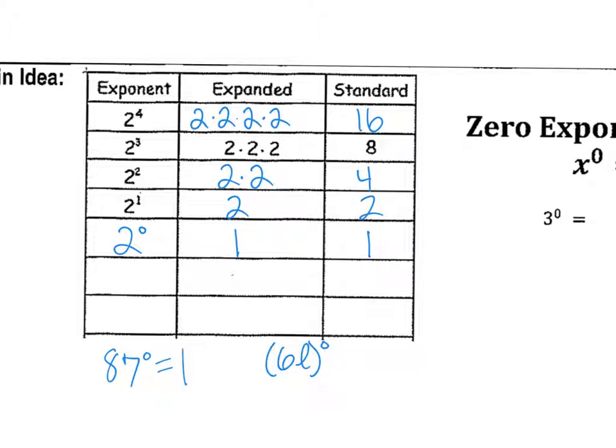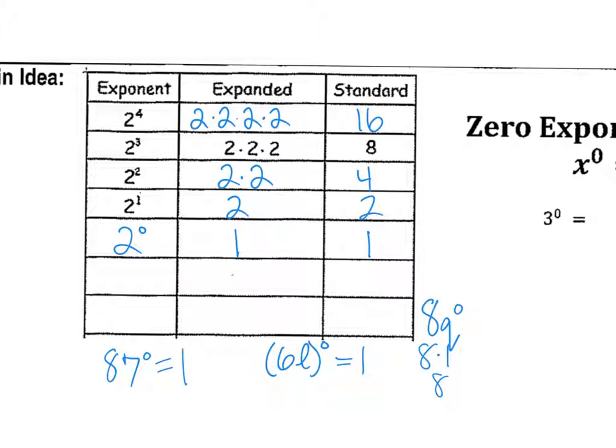6L to the 0 power. 1. The whole thing just becomes 1. 8Q to the 0. What about that? Just the Q is to the 0 power, though. 8 times 1. 8. Okay? Anything to the 0 power.